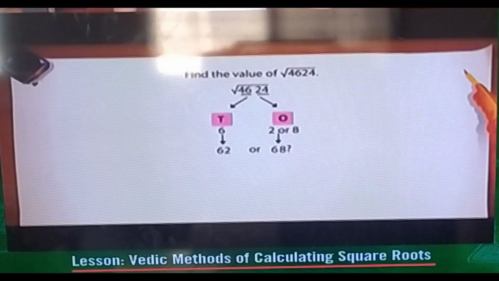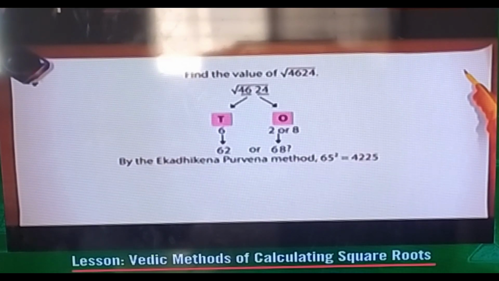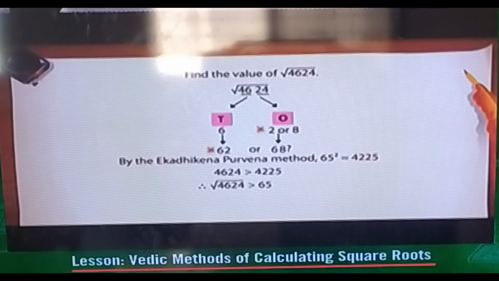By the Ekadhikena Purvena method, we know that the square of 65 is 4225. Since 4624 is greater than 4225, the required square root must be greater than 65. Therefore, the square root cannot be 62. It must be 68.